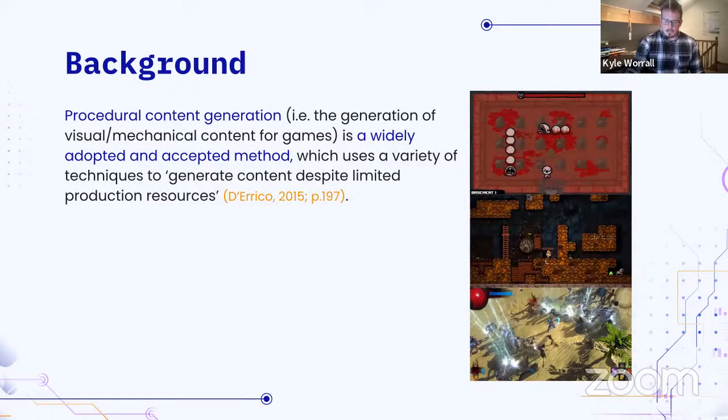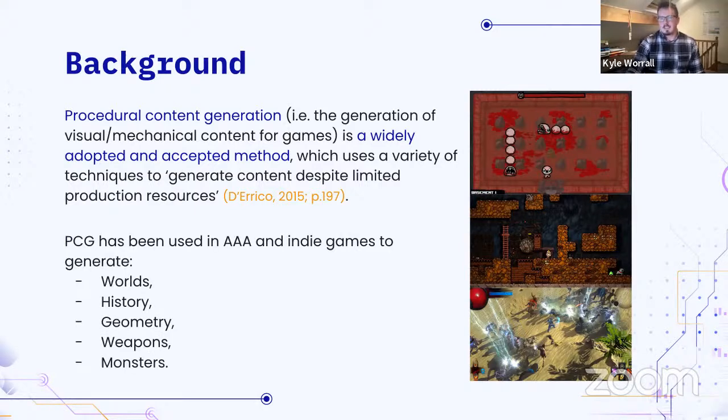So to compare this to a non-musical piece of tech in games, we can look at procedural content generation, which is the generation of visual or mechanical content. And this is a widely adopted and accepted method that uses a variety of techniques to generate content despite limited production resources. And PCG has been used in AAA, mid-core, and indie games to generate worlds, histories, geometries, weapons, stats for monsters, and actually generate the visuals for monsters by piecing together segments of other monsters. And on the side here, you can see 3 games that use quite a lot of procedural generation to increase replayability: Spelunky, Binding of Isaac, and Path of Exile.